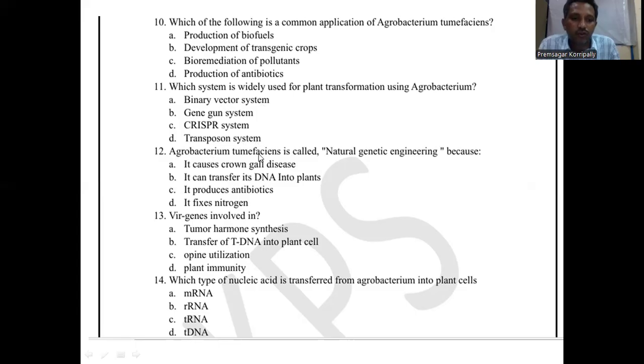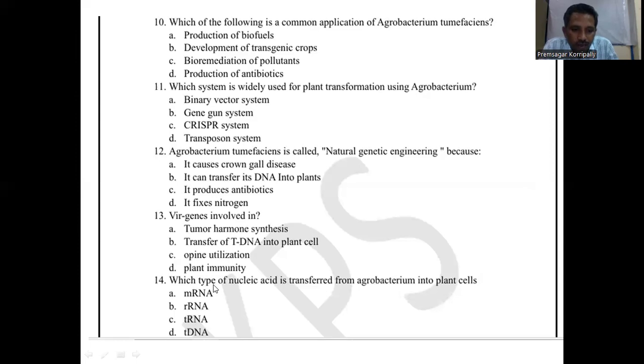Twelfth, Agrobacterium tumefaciens is called a natural genetic engineer because it causes crown gall disease, it can transfer its DNA into plants, it produces antibiotics, or it fixes nitrogen. It is a natural genetic engineer because it is able to transfer its DNA into plants and get integrated into the plant genome. Vir genes are involved in tumor hormone synthesis, transfer of tDNA into the plant cell, opine utilization, or plant immunity. So, Vir genes are involved in the transfer of tDNA into the plant cell.